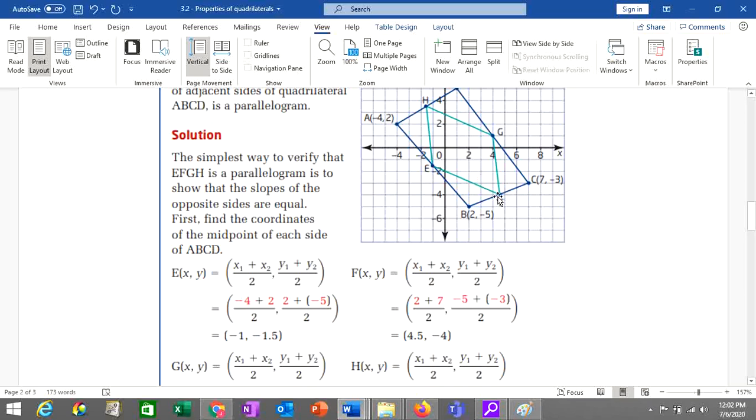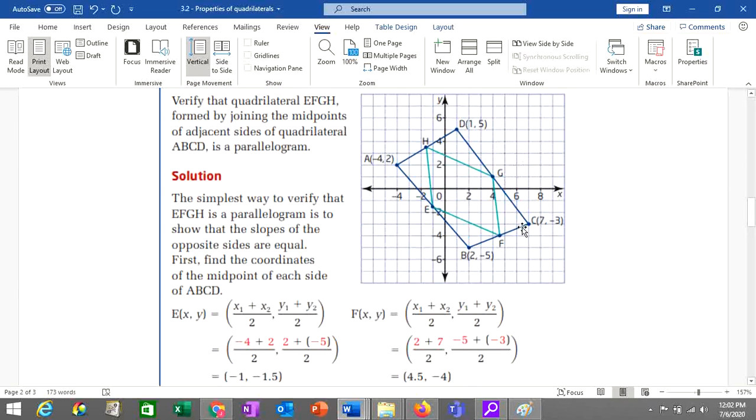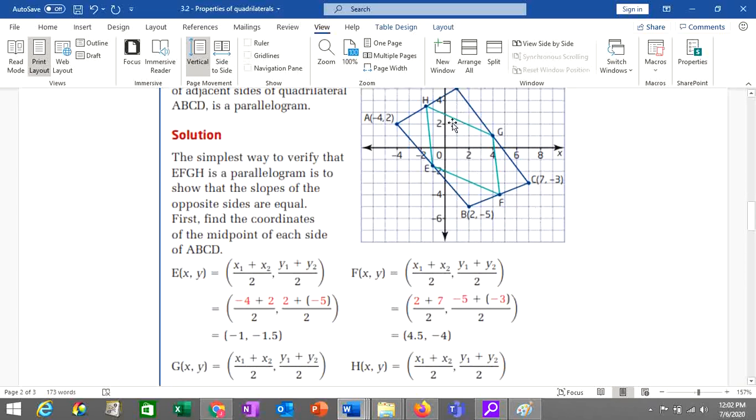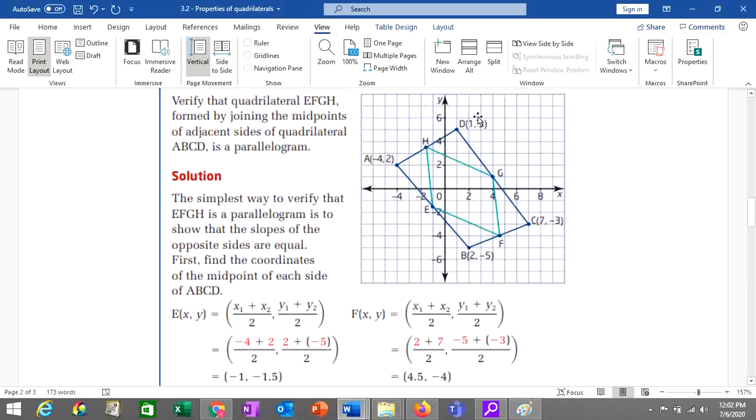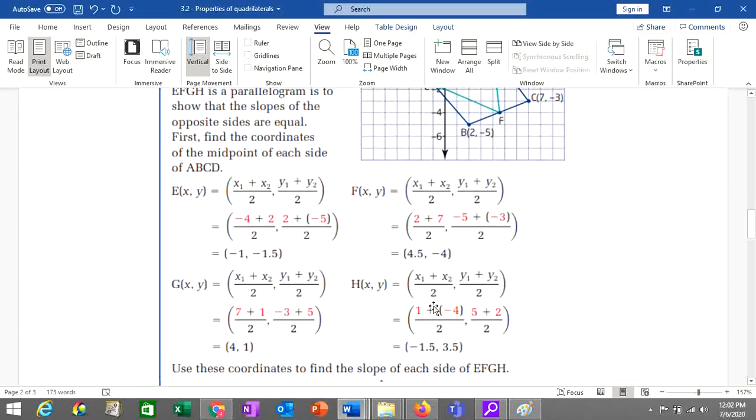We do the same thing for F, G, and H. So for F, we have our midpoint (4.5, -4), so that's the midpoint between B and C. G is the midpoint between C and D, and then finally H is the midpoint between A and D. Okay, so we've got all four midpoints.